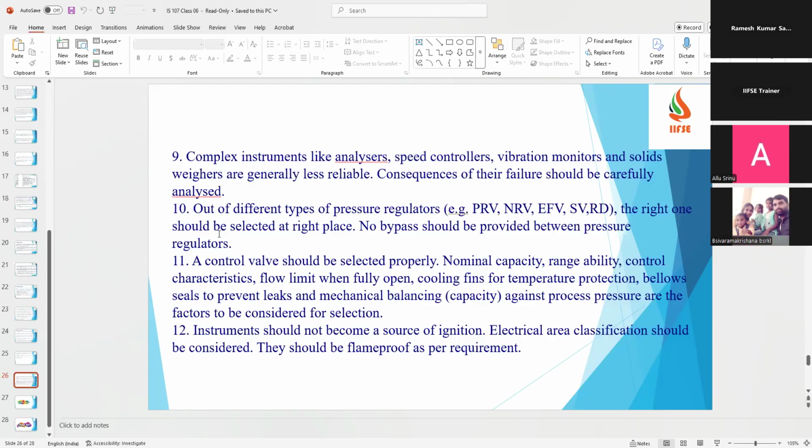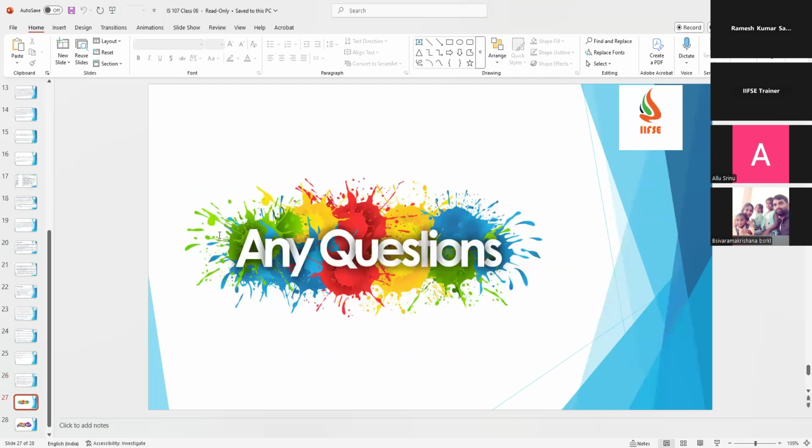Then the instrument should not become a source of ignition. Electrical area classification should be considered. Then they should be flame proof as per the requirement. Sometimes the instrument itself should not be an ignition source for the flammable atmosphere. That is also one great consideration we have to see based on the electrical area classification. Based on the zone classification, we have to choose the specific or suitable instrument.